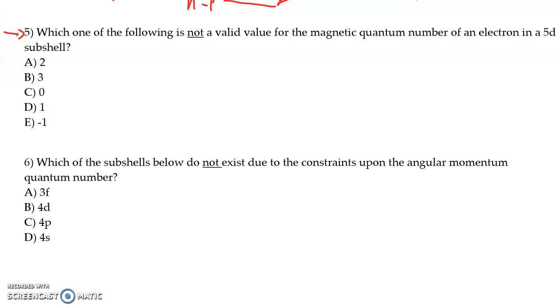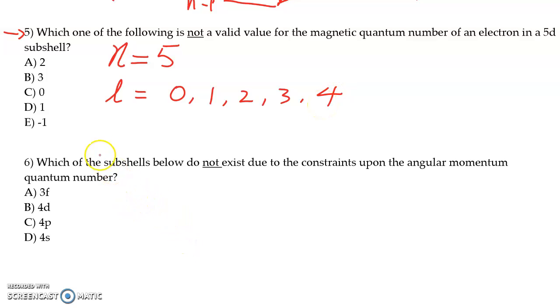Which one of the following is not a valid value for the magnetic quantum number of an electron in a 5D subshell? 5D. Okay. So what do I mean by 5D? 5D means the principal energy level, n equal to 5. Okay. So what about the angular momentum? The allowable one will be 0, 1, 2, 3, and 4.